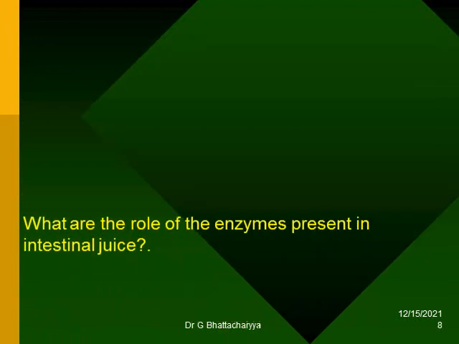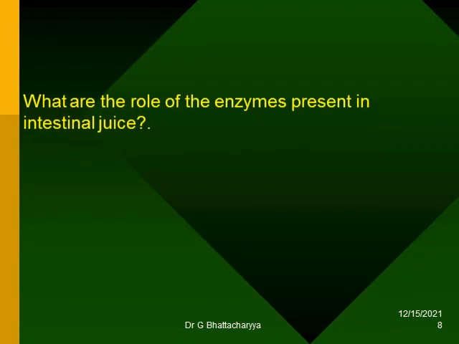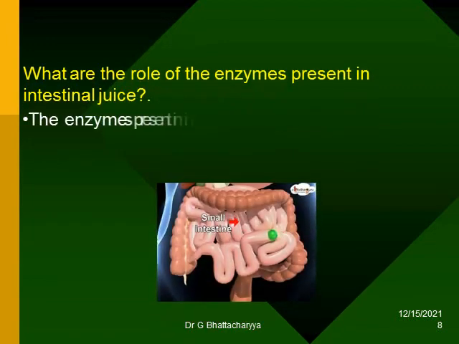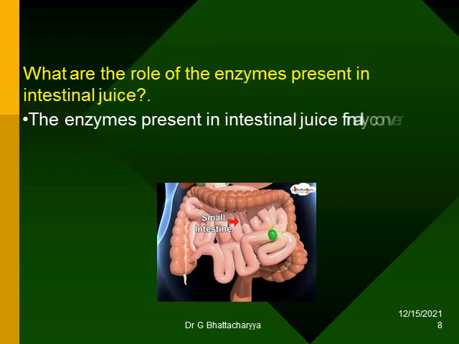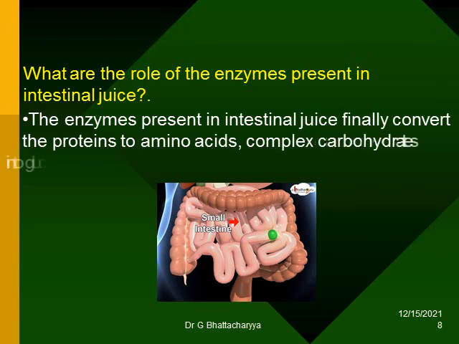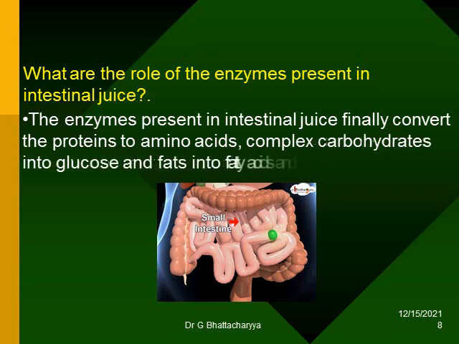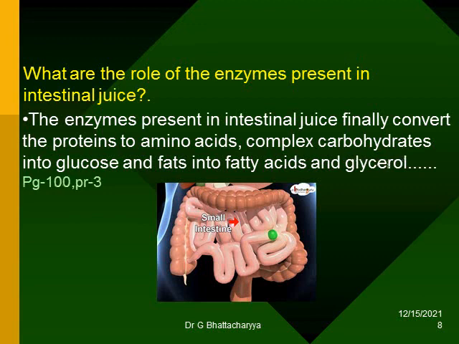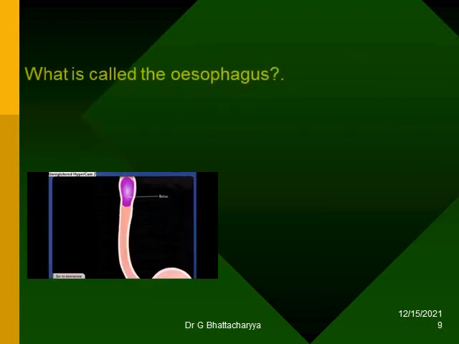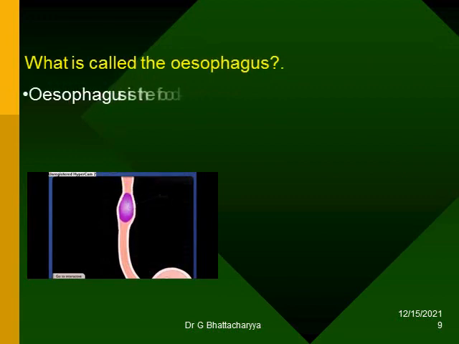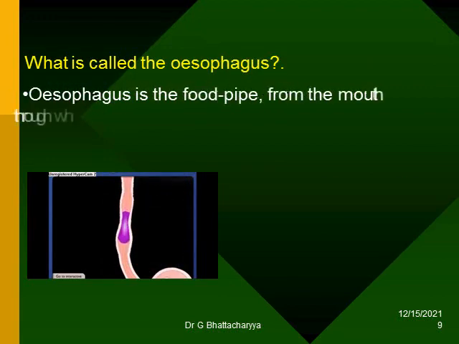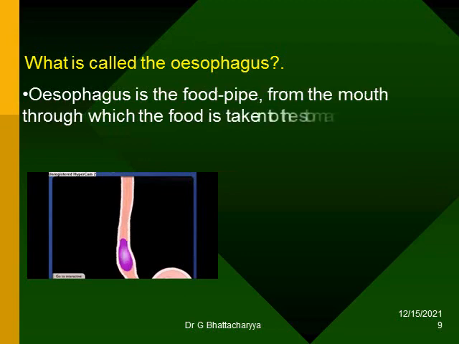What is the role of the enzymes present in intestinal juice? The enzymes present in intestinal juice finally convert the proteins to amino acids, complex carbohydrates into glucose, and fats into fatty acids and glycerol. What is called the esophagus? The esophagus is the food pipe from the mouth through which the food is taken to the stomach when we swallow food.